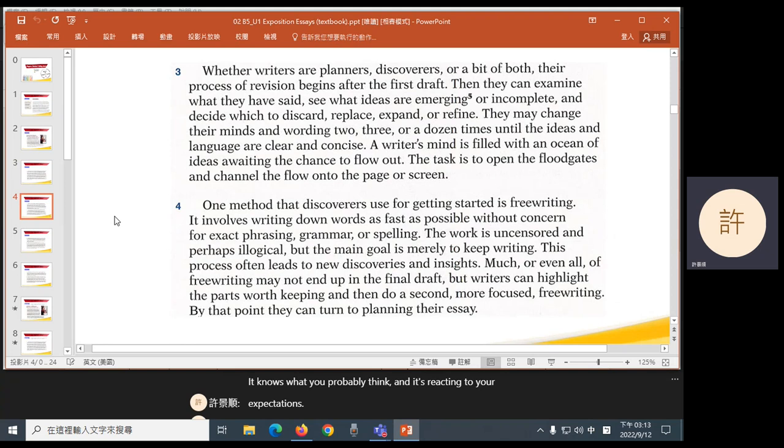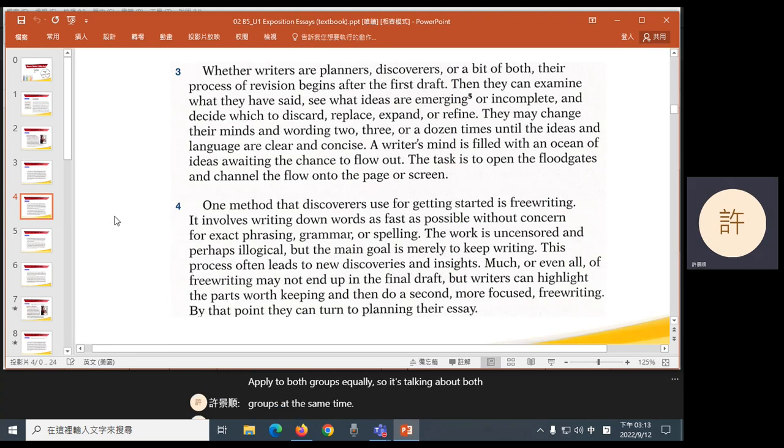Whether writers are planners, discoverers, or a bit of both, their process of revision begins after the first draft. So in the last paragraph, we got two groups of people. And usually we expect the next paragraph to first talk about one group and then talk about the other group. But paragraph three actually puts both groups together. And the reason is because the ideas in this paragraph apply to both groups equally. So it's talking about both groups at the same time.